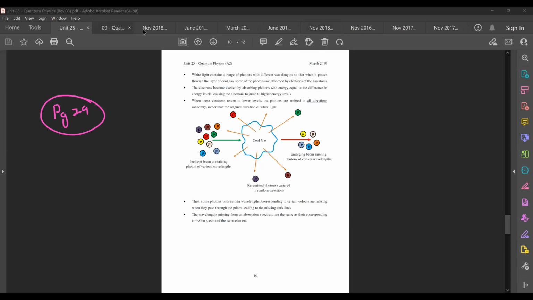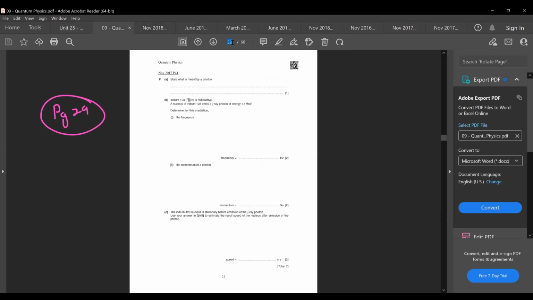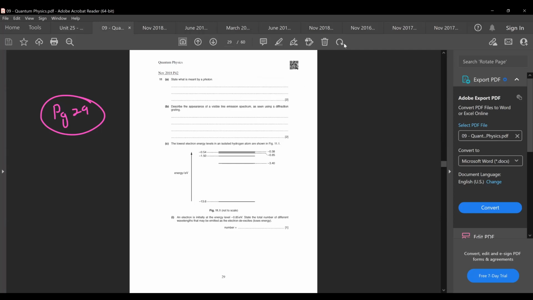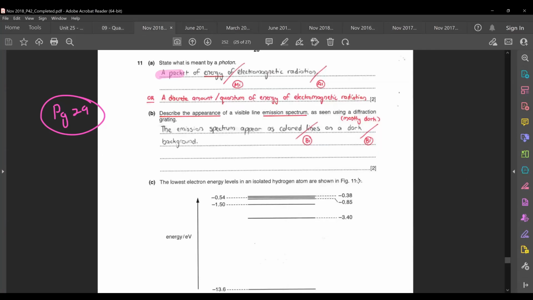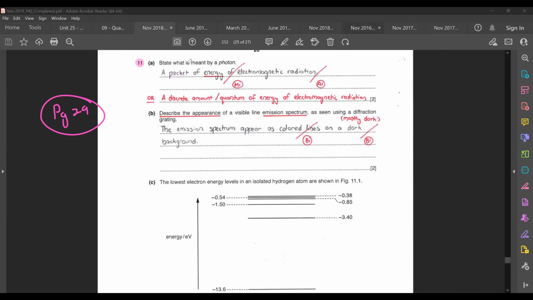So you just have a look at page 29 of your worksheet. This one is November 18 P42, all right? For that particular question, they ask you to state what is meant by a photon. Now, a photon is just a packet of energy of electromagnetic radiation, so it's usually worth 2 marks.